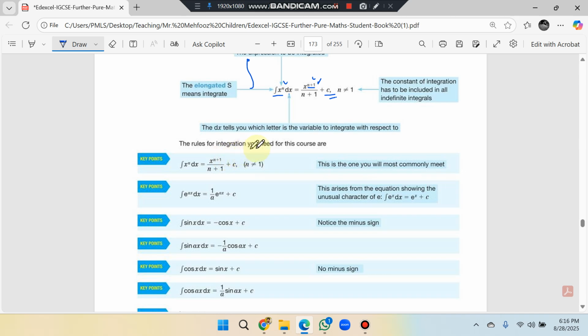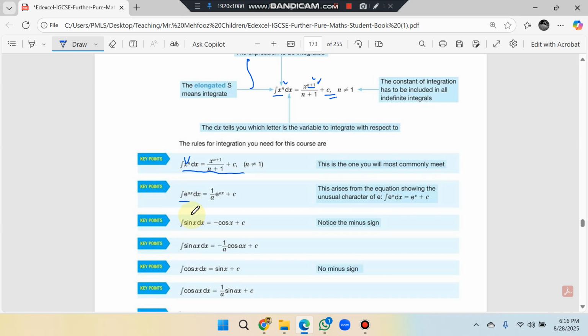The rules for integration you need for this course are, first of all, the most common, that is the power rule. In the derivative, we use the power rule in which the power becomes 1 less and the power goes to the start, right? But in integration, the power becomes 1 plus and is divided by the greater power, n plus 1. This is the key point.